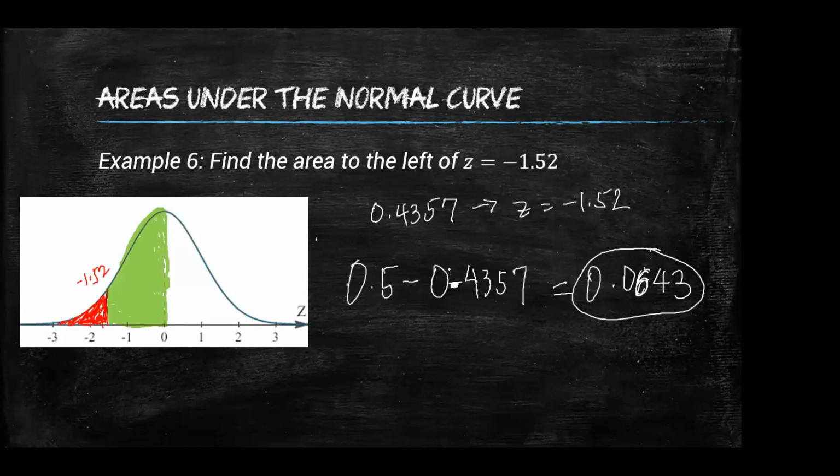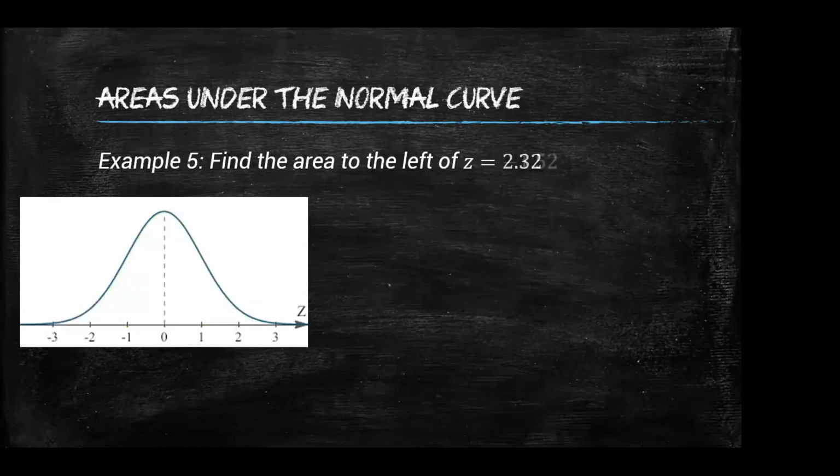Ito, level 4. Ito yung medyo mahirap class, kasi meron tayong dalawang cases. Una is, find the area between z is equal to negative 1.52 and z is equal to negative 2.5.